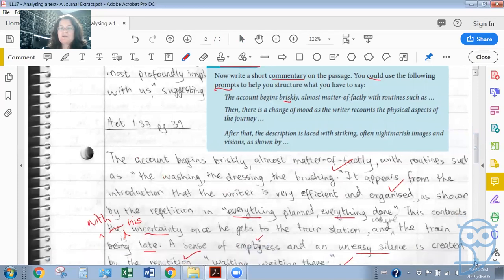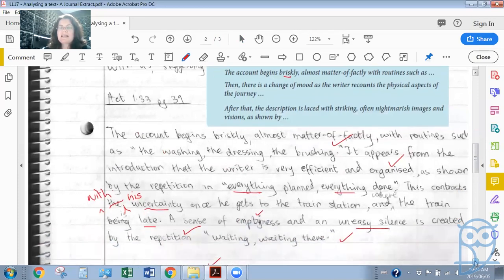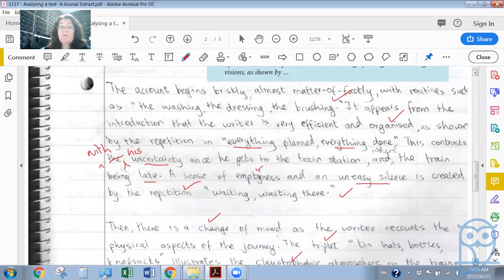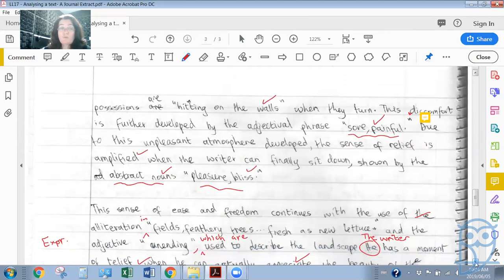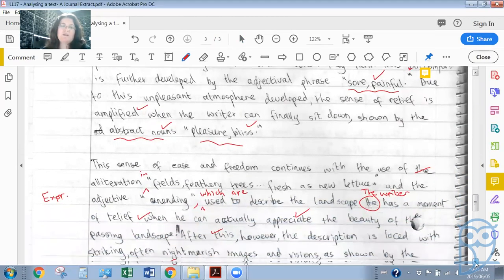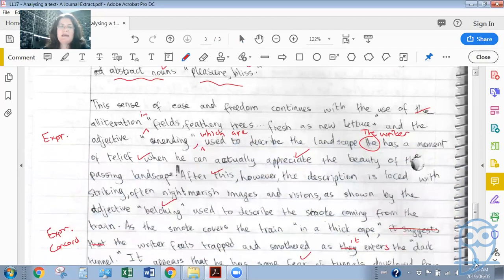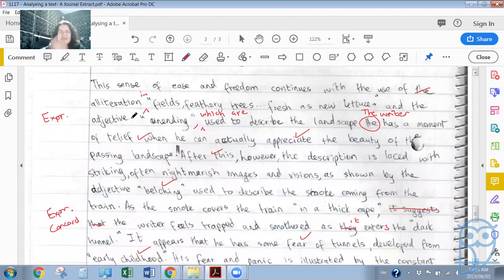Okay, so this student is clever because they're showing that they understand how language works, being able to identify a language when they encounter it. This sense of ease and freedom continues with the use of alliteration in "fields, feathery trees, fresh as new lettuce," and the adjective "unending," which are used to describe the landscape. The writer has a moment of relief when he can actually appreciate the beauty of the passing landscape.